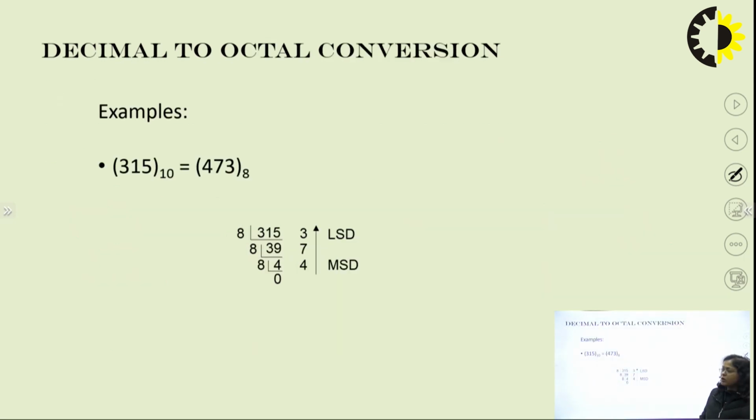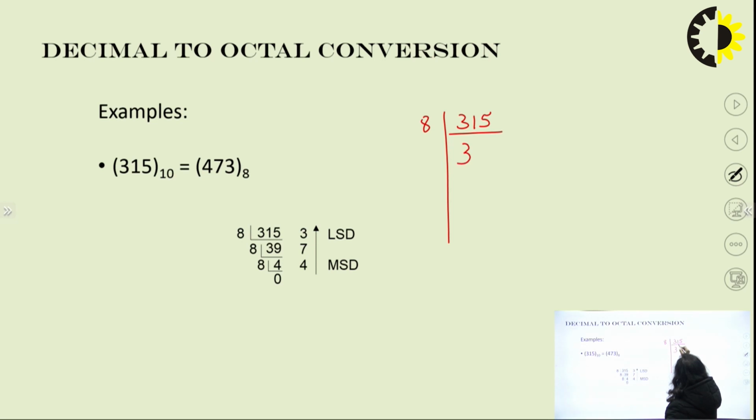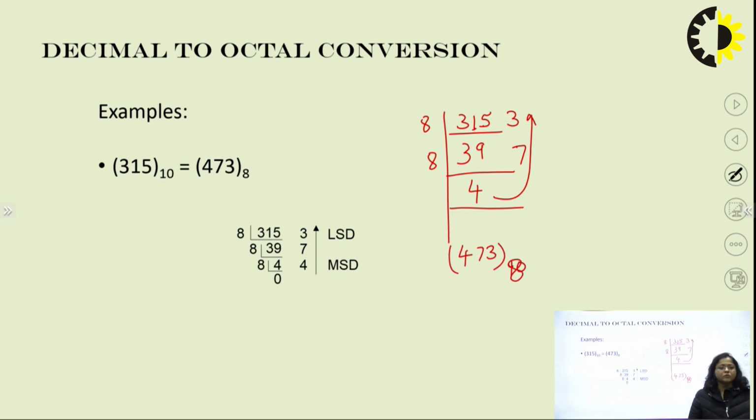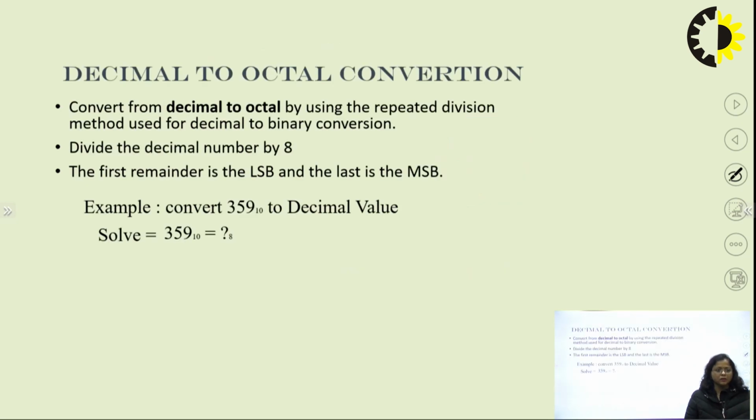Now, decimal to octal conversion. We again use the same method, but instead of 2, we divide the number by 8. So, we have to divide 315 by 8. 8 3s are 24, and 7 and 5, 8 9s are 72, so the remainder is 3. 8 4s are 32, remainder is 7, and this one is the remainder. So, the number is 473 base 8. This is the way to convert decimal to octal.